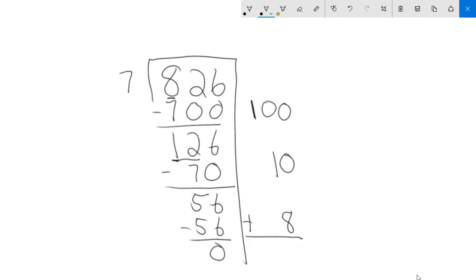So I'm going to add these up. 8, 10, 100, and I have 118. So if I take 826 and break it into 7 groups, there would be 118 in each group. Okay, that's how this works. All right, so we just go through, we take a look at our numbers, and we're dividing them out.